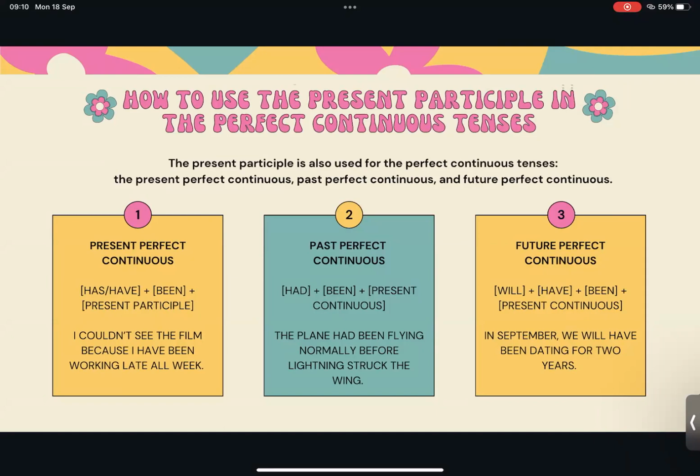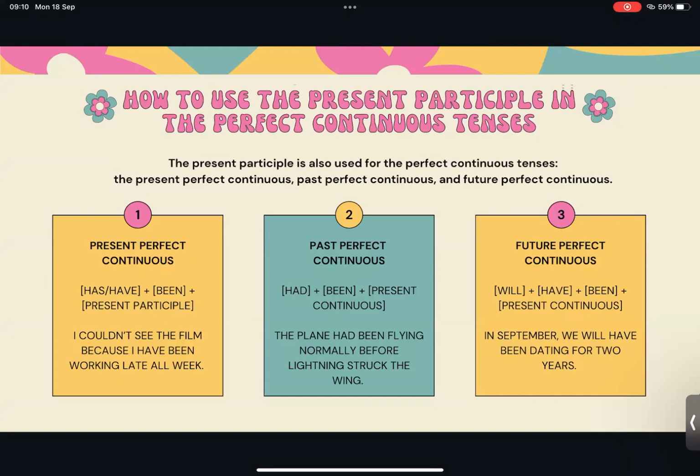First, the present perfect continuous form is has or have plus been plus present participle. For example, I couldn't see the film because I have been working late all week. Second, the past perfect continuous form is had plus been plus present participle. For example, the plane had been flying normally before lightning struck the wing.